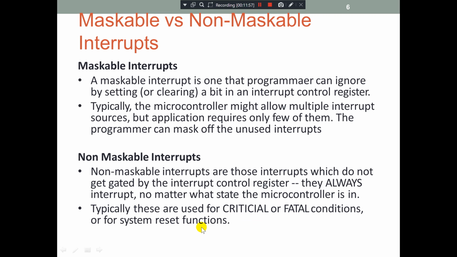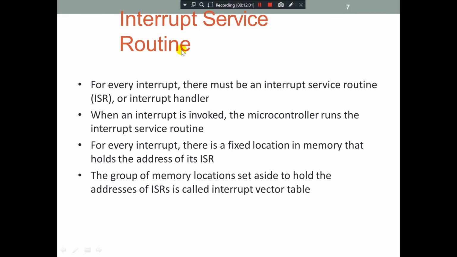Okay, next, the interrupt service routine, the short form is ISR. For every interrupt, there must be an interrupt service routine or interrupt handler. When an interrupt is invoked, meaning called, the microcontroller runs the interrupt service routine. For every interrupt, there is a fixed location of memory that holds the address of the interrupt service routine. The group of memory locations set aside to hold the addresses of interrupt service routines is called the interrupt vector table.